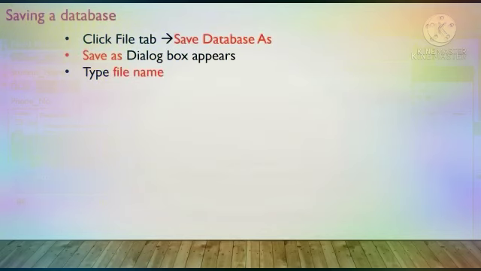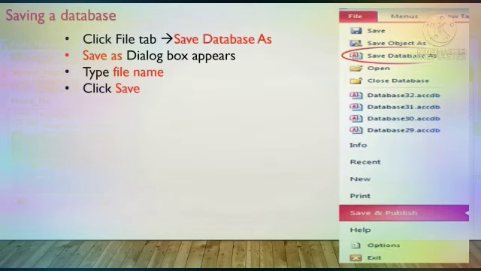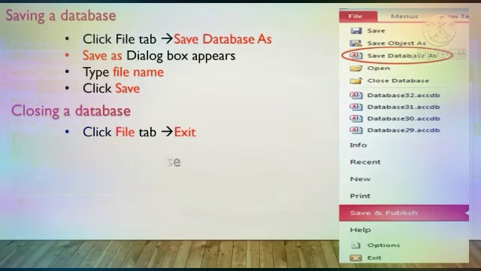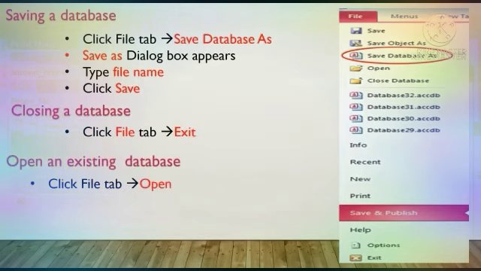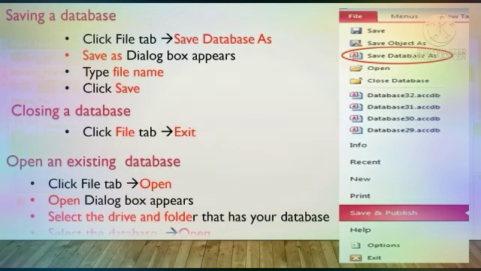To save the database, you have to click the File tab and Save Database As. You will get the Save As dialog box. Here you have to type the file name and click Save. To close a database, you have to click the File tab and Exit. To open an existing database, click the File tab, a dialog box appears. You have to type the file name and click Open.